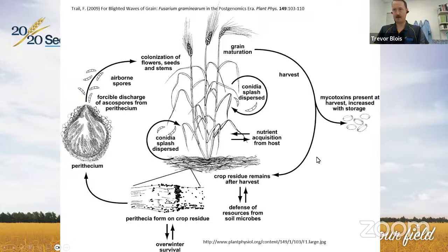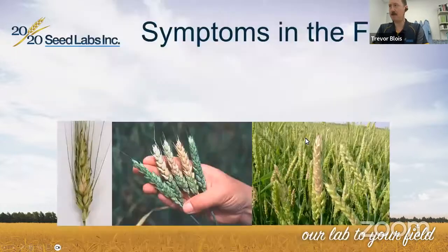The problem is that it does produce mycotoxins as well, but it can be a source of inoculum for areas that Fusarium graminearum hasn't established, or if you have really high amounts, it's going to be causing seedling blight and root rots, which are a problem as well.